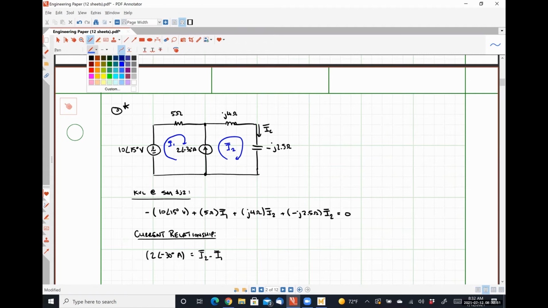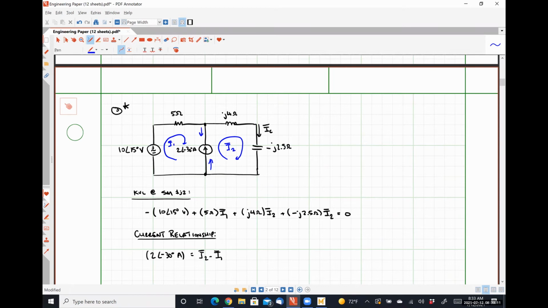flows around its clockwise path, it is flowing in this direction through the current source, which is in the same direction as indicated by the current source. And as I1 flows along its clockwise path, it's flowing in the opposite direction. So it's always the current in the same direction minus the current in the opposite direction.